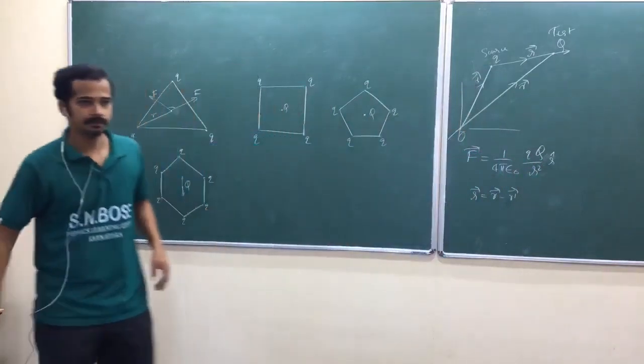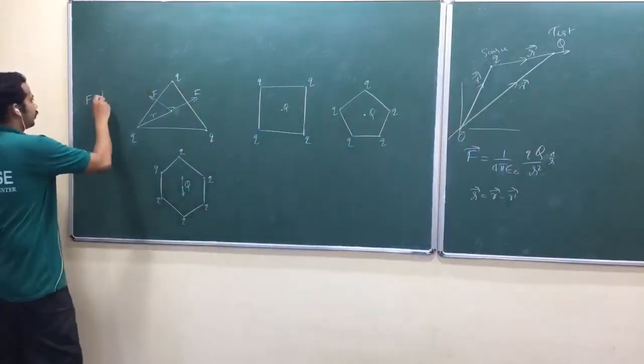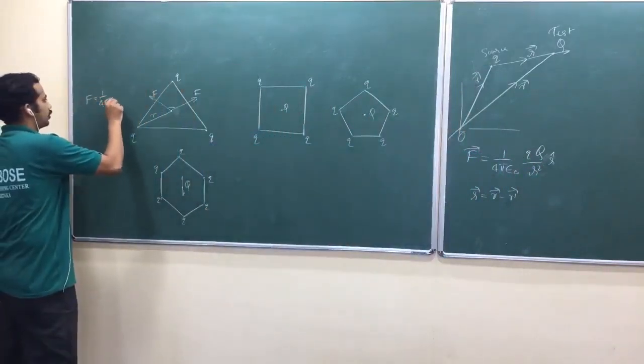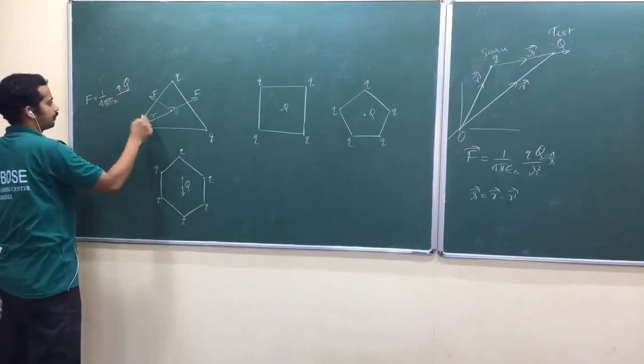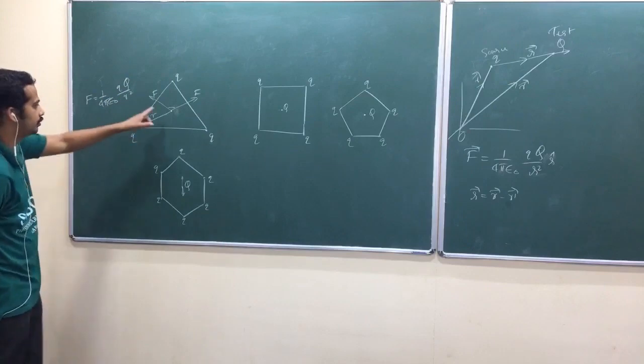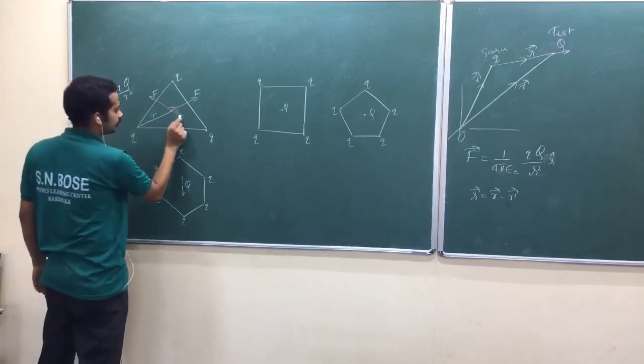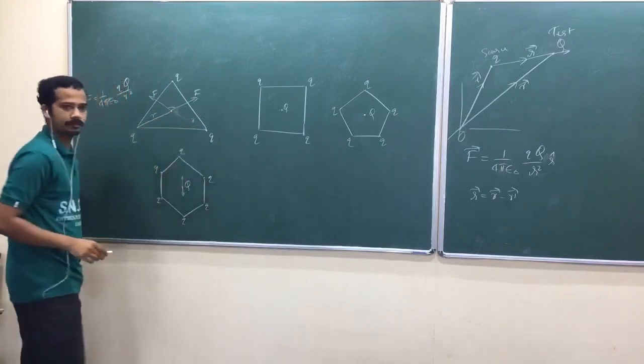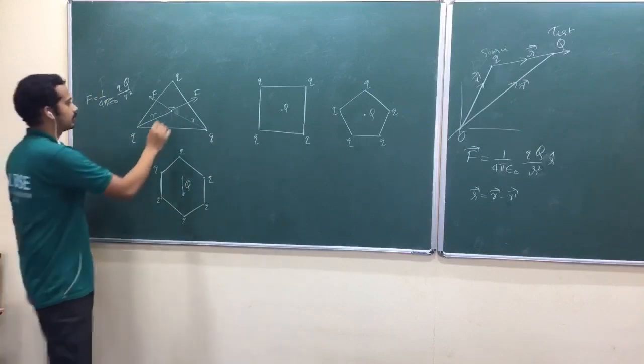Is that okay? F is equal to 1 by 4 pi epsilon naught q by r square. Am I right? That is the magnitude. That is same here. So this also distance same r. Am I right? So now what is this angle? Any idea?